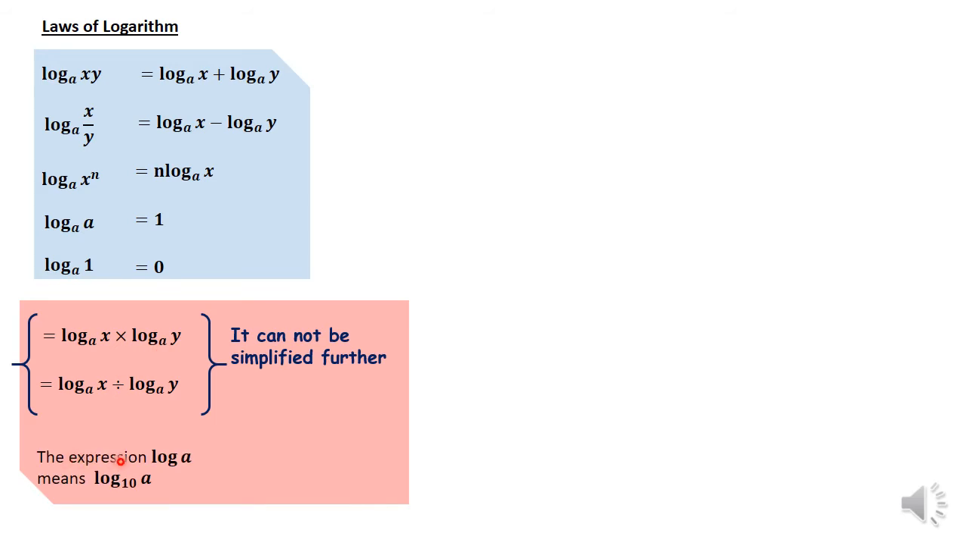Similarly, the expression log of a means log of a to base 10. That is, when the base is not specified, then it's assumed to be base 10. The same way when you don't have a sign next to a number, we assume the number is positive.